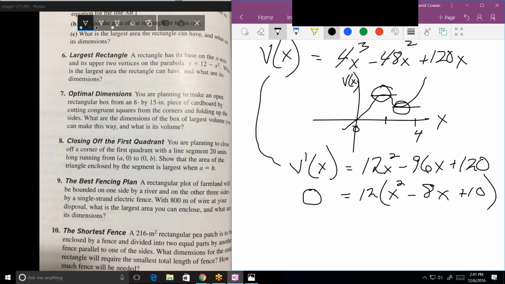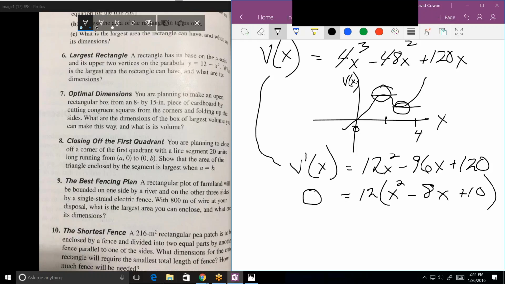Really, they give us one that doesn't factor nicely. Come on. Calculus is hard enough. Why don't they give us one that has an easy factoring? They're going to make us use the quadratic formula.